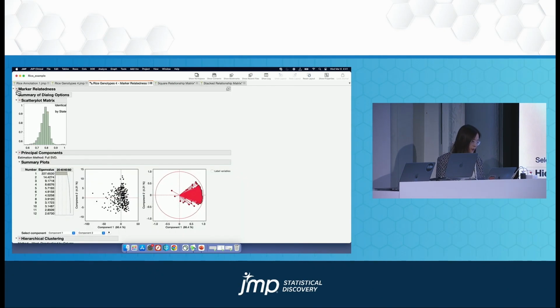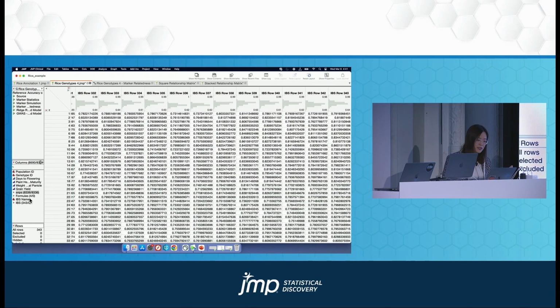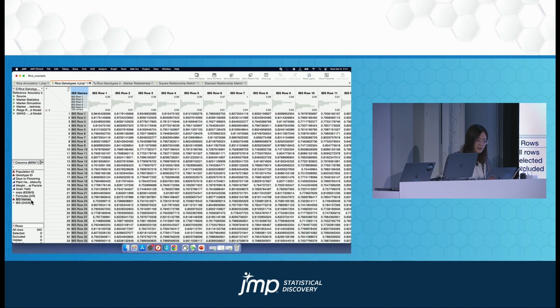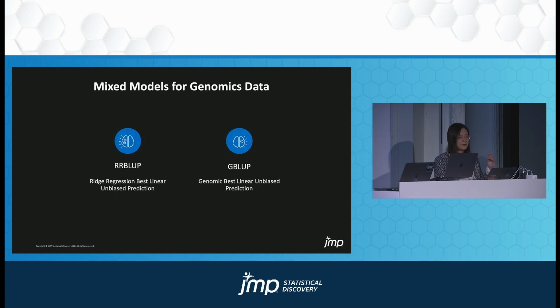Back in the report under the red triangle, we provide an option called merge kinship table that allows us to easily merge this relationship matrix back to the original data table for easier downstream analysis. This leads to our other new feature for genomics: we can fit very fast mixed models for genomics data. Specifically, we can fit two types of models, the ridge regression BLUP, or RR BLUP, and the genomic BLUP, or G BLUP. Both models are used to estimate the genetic merit of individuals using marker information, and they are both widely used in animal and plant breeding.